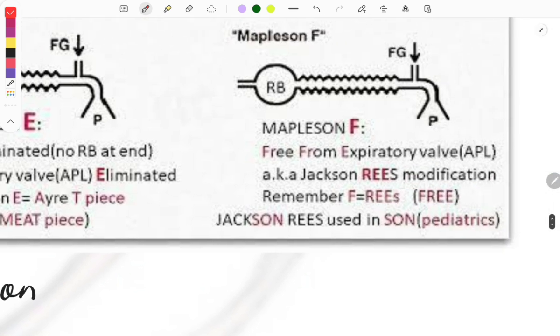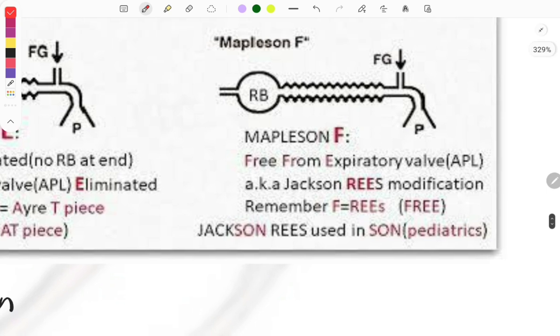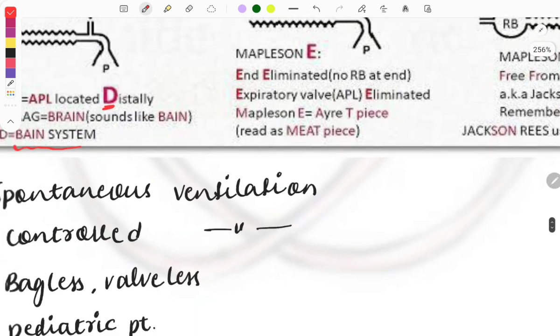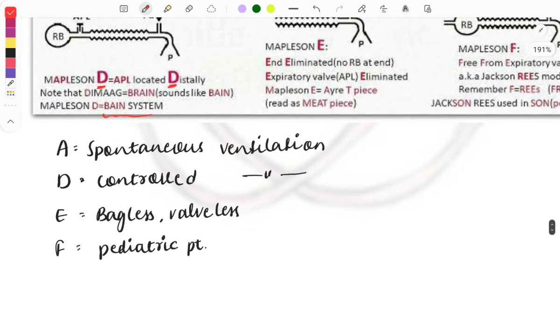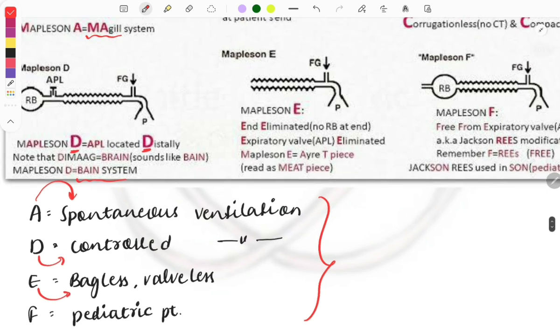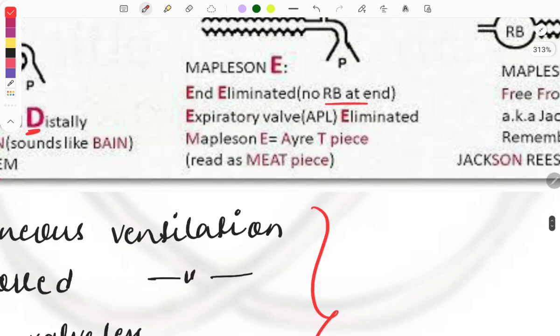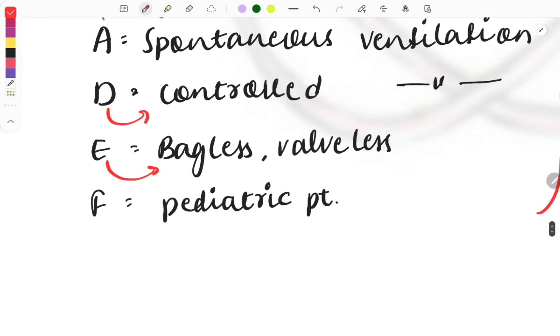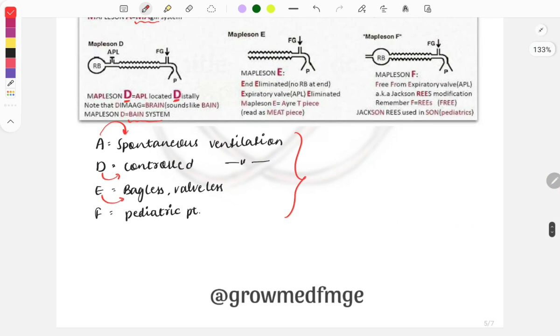Okay. Then Mapleson F. So we will be looking at the free form of the APL, and this one is also called the Jackson-Rees modification, and this is most commonly used in case of a pediatric patient. Then there are also some important things which you must remember: A is used for spontaneous ventilation, D is used for controlled ventilation, E is the bagless or valveless, as we discussed, eliminated, no RB at the end, so it does not have any bag. Then F is used for the pediatric patient.